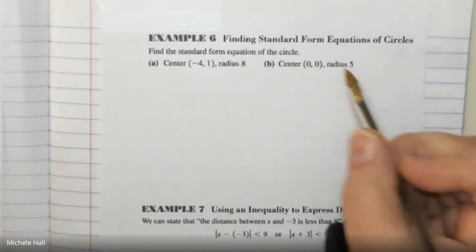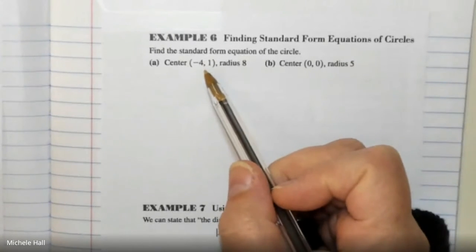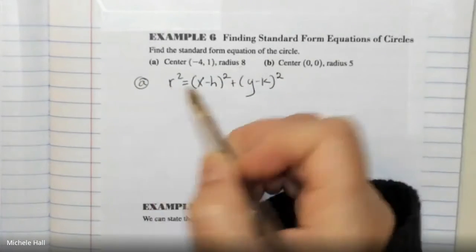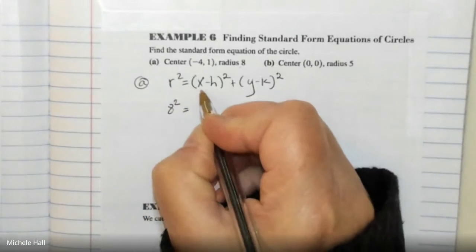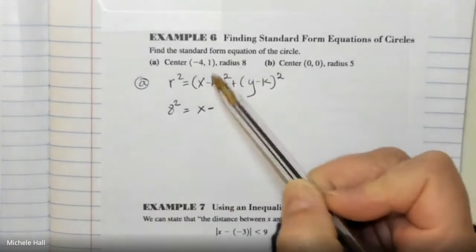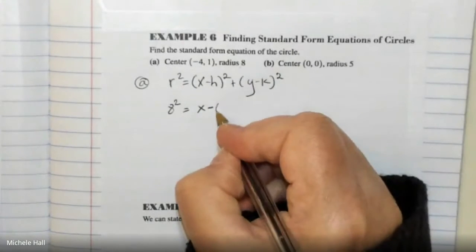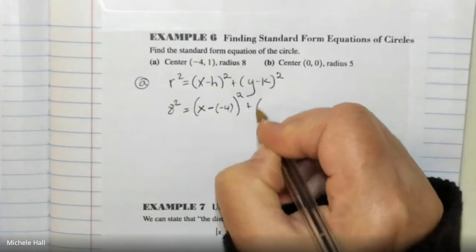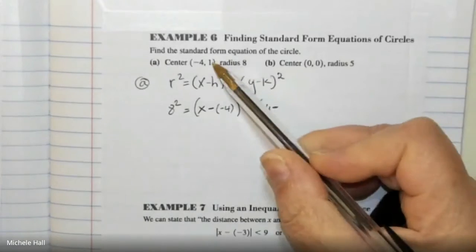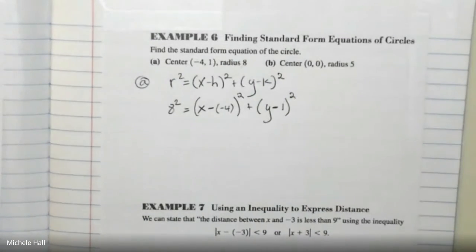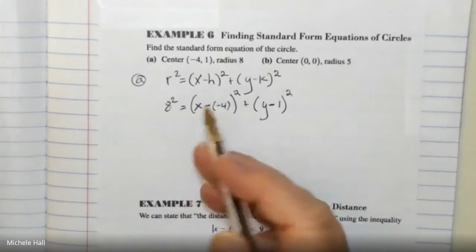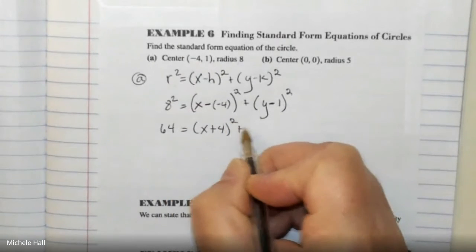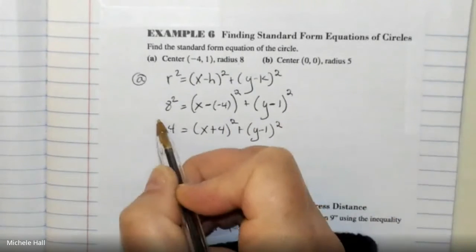Example 6, find the standard equation of circles. We have a center of -4, 1 with a radius of 8. The radius is 8 for r. That would be 8 squared. X minus, what is the number they gave us? What is h? That would be -4. Watch out for those double negatives. Squared plus y minus, what is k? 1 squared. And then you would simplify, leaving no double negatives. I can square this. We get 64 equals x plus 4 squared plus y minus 1 squared. Equation of a circle.